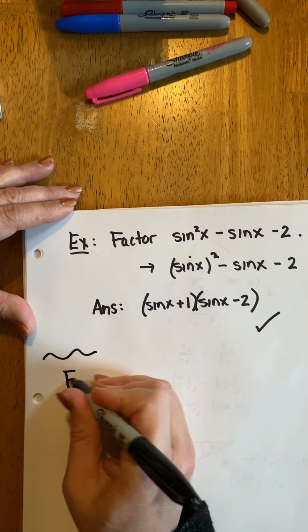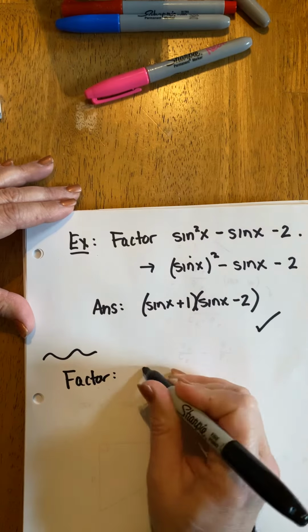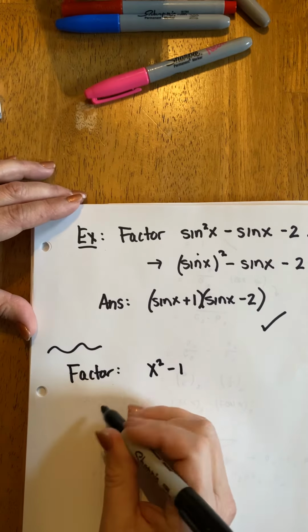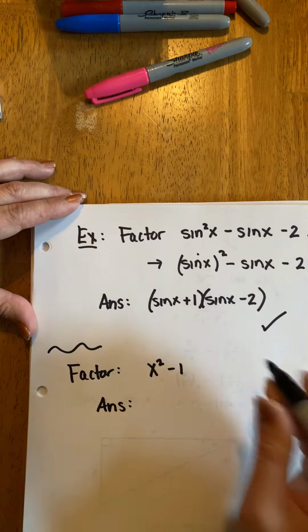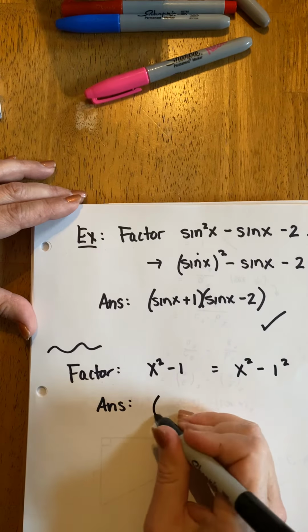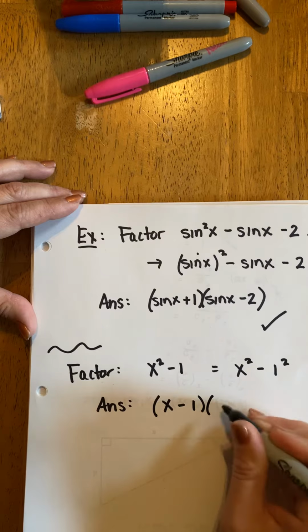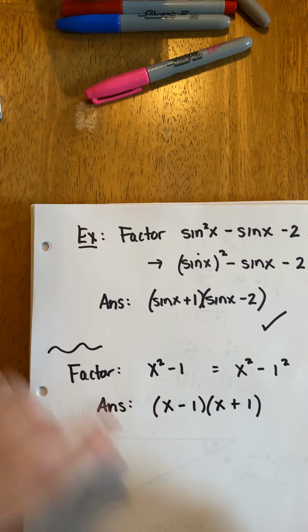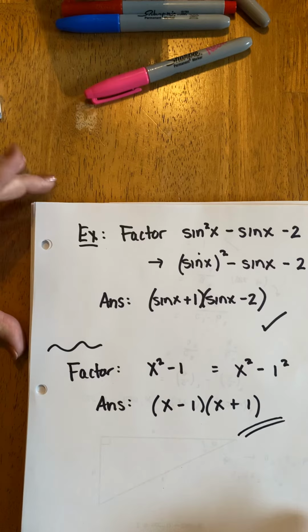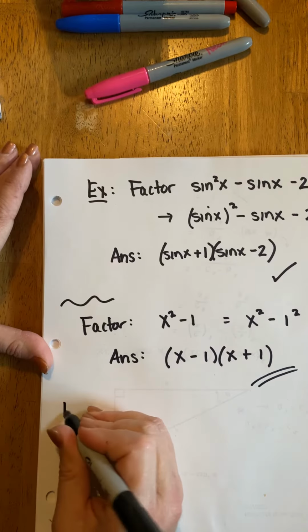What if I asked you to factor this? x squared minus 1. Well, you may notice this is the difference of squares. So x squared minus 1 squared. So the answer would be x minus 1, x plus 1. Remember these conjugate expressions, the inners and the outers cancel. Difference of squares, hopefully you're comfortable with factoring that.